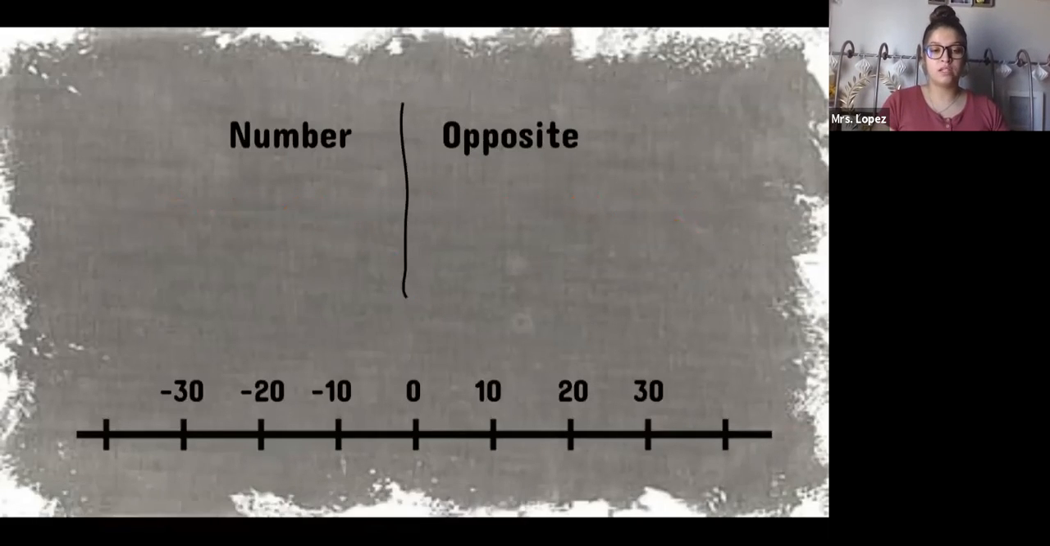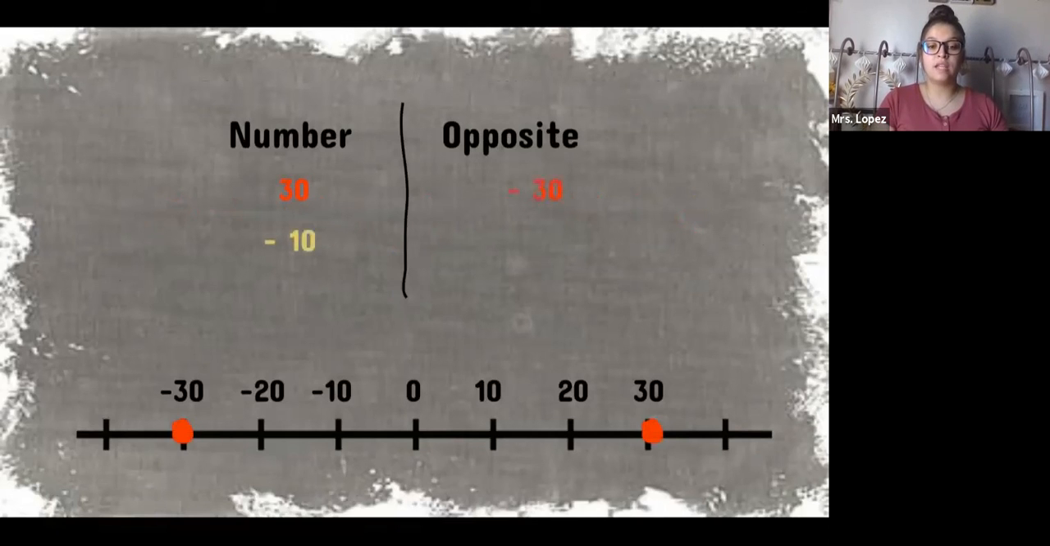So let's try some more. So let's say we have the number 30 and we mark it on our number line. Now we want to find the number opposite of that. So then you're going to mark -30 because 30 is 30 units to the right, so we need to go 30 units to the left to find the number opposite because we're going the opposite way. So that gives us -30.